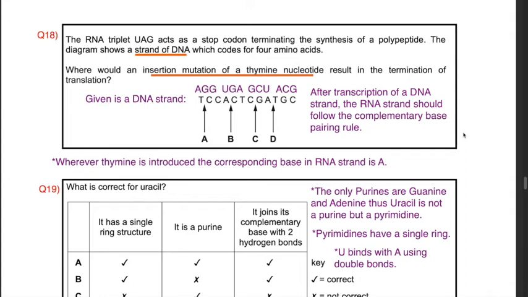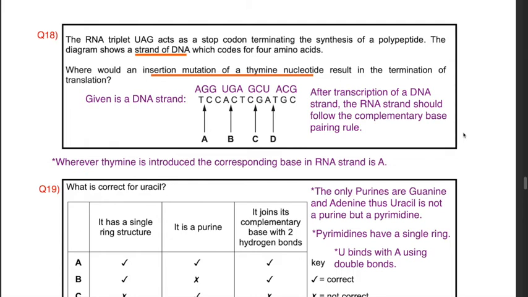That is, after transcription of a DNA strand, the RNA strand should follow the complementary base pairing rule, which I have found over here. Then, insertion of a thymine nucleotide would result in the corresponding base in the RNA strand being adenine, because the complementary base of thymine would be adenine. Therefore, wherever thymine is introduced, the corresponding base in this RNA strand would be adenine, and you should try inserting thymine into each of these positions A, B, C and D.